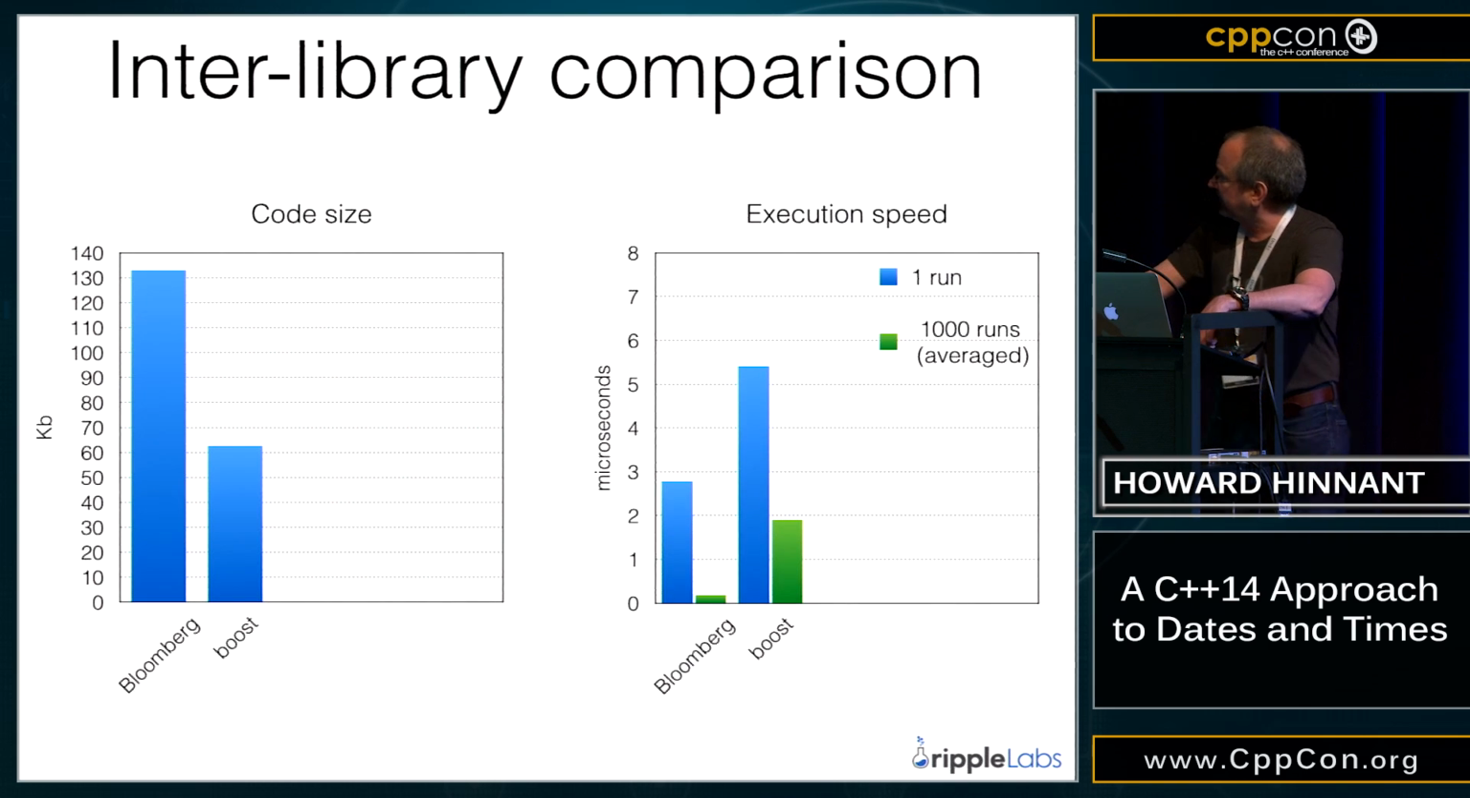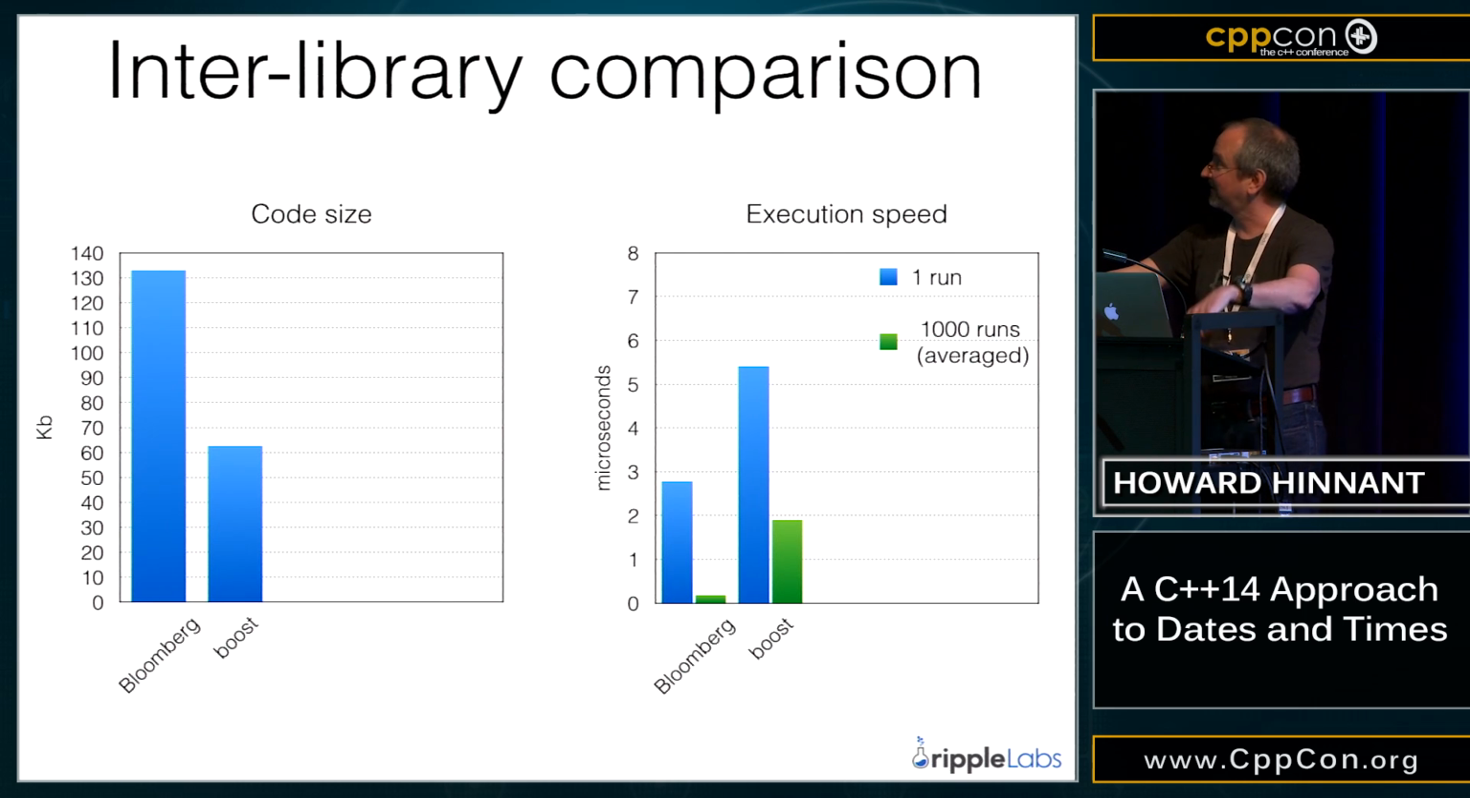Boost is header only, so the code size comes in impressively lower. The cold cache time is about twice as much. That's really not that bad. It's actually computing things at runtime instead of looking things up in a table. So when you think about it, that's really a fairly impressive result for Boost. And if you warm the cache up, you get down to under 2 microseconds, so we're doing good there.